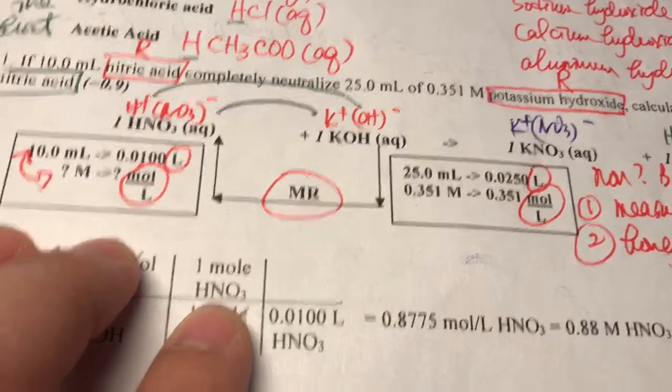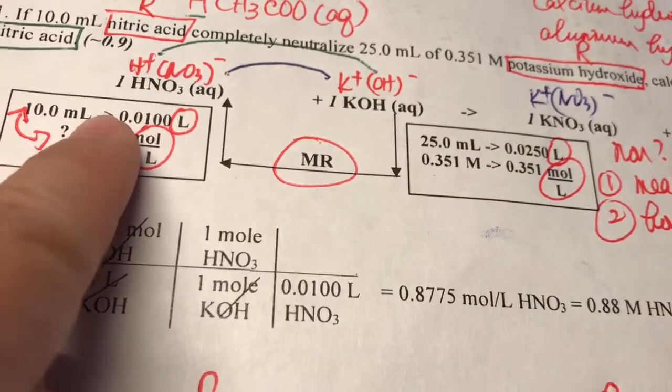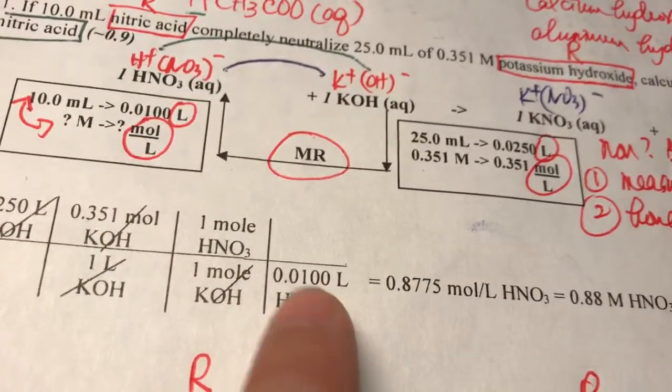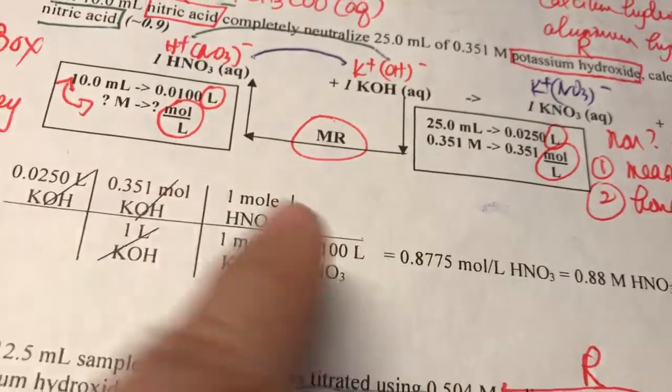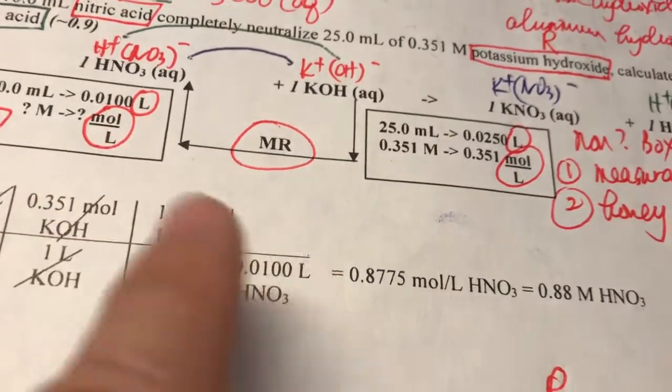Molarity equals mole over L. So after the MR, I have to go to the volume. Volume in liters must be on the bottom because molarity is mole over L. So if you set this up, you cancel all the necessary things. Mole over liter, you cannot cancel.